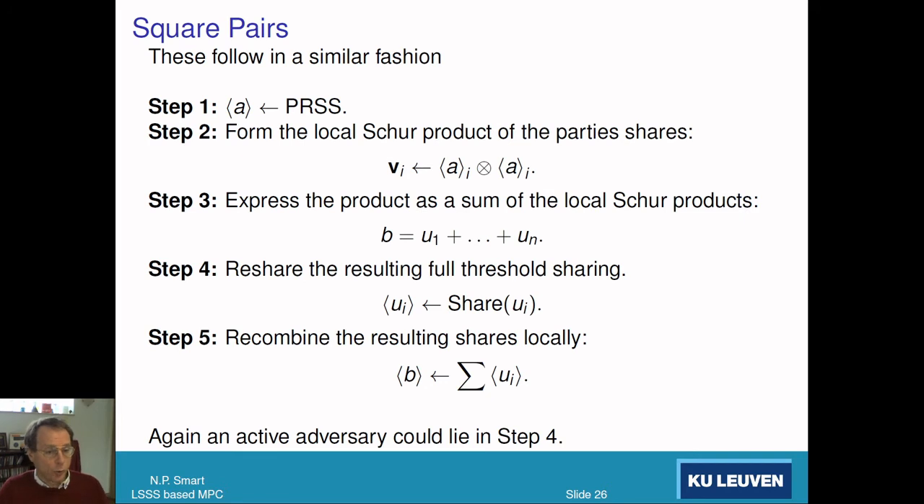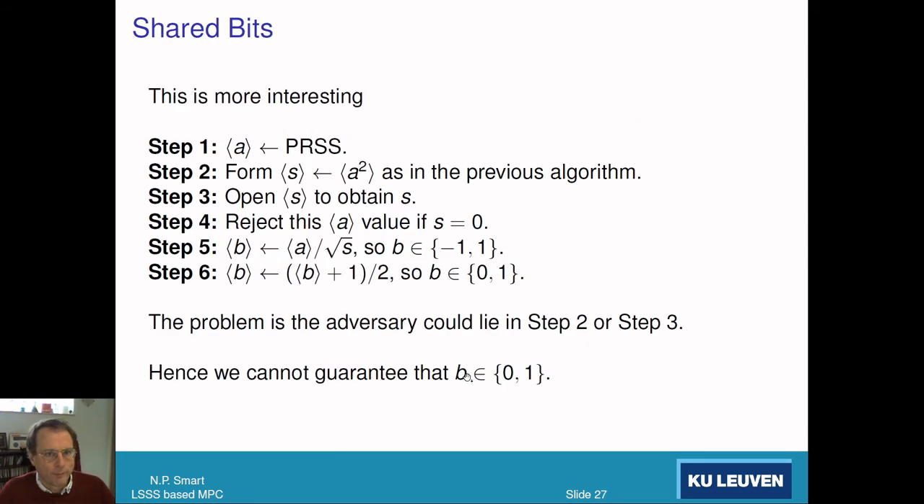If we wanted to produce square pairs, which are sharings of A and A squared, that's very simple. We just generate A again via PRSS. We then do the multiplication protocol with A and A. This gives us A squared, and we do it the same way.